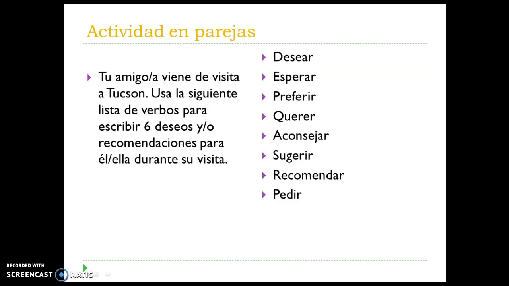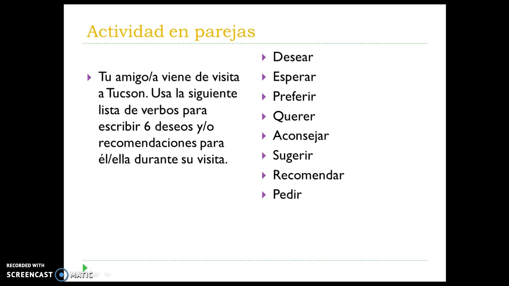Okay, so now we have an activity, and the prompt says: your friend is coming to Tucson for a visit. Use the following list of verbs to write six wishes or recommendations for him or her during their visit. The verbs that we have are desear, esperar, preferir, querer, aconsejar, sugerir, recomendar, and pedir. You're going to pick from this list a couple of verbs that you want to use to write out some recommendations for your friend or wishes for them.